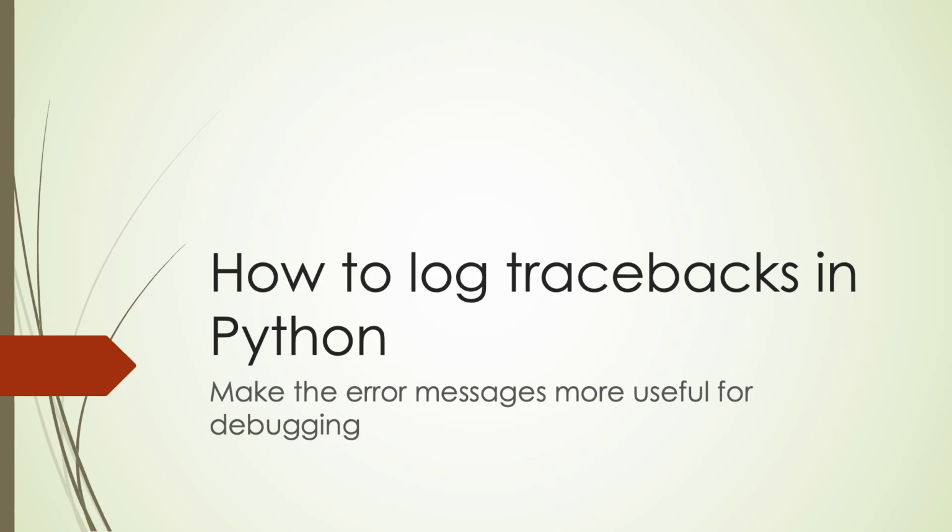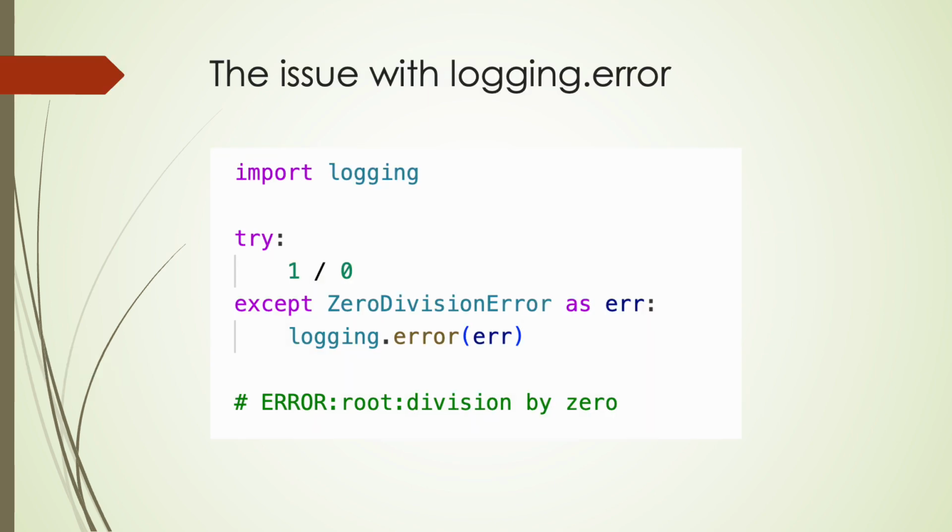In this video, we will introduce common ways to log tracebacks in Python. A traceback in Python is a report containing the sequence of function calls that led to an exception. When an exception is raised, the traceback shows where in the code the error occurred, which is very helpful in debugging the issue.